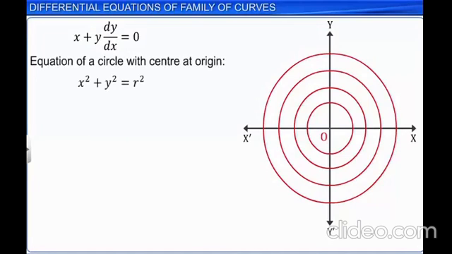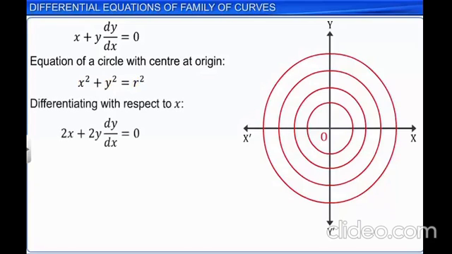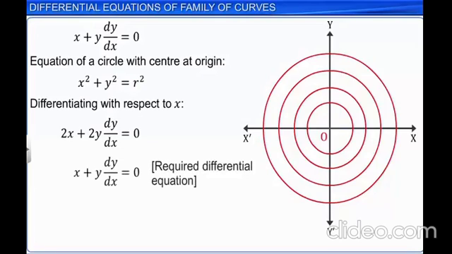We will begin with the equation of a circle whose center is at the origin. Here, the variables are x and y, and the constant is r. On differentiating this equation of a circle, we get 2x plus 2y into dy upon dx is equal to 0. Observe that the constant is eliminated. This can be written as x into dx is equal to minus of y into dy.